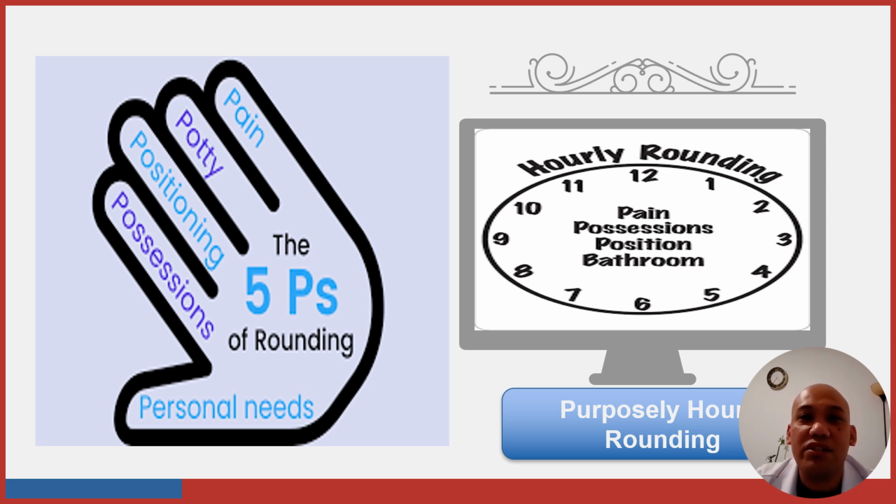So we need to reposition them to prevent pressure injury. Number four is possessions. Make sure that they have their call light near to them, their personal belongings, or the things that they need, like their water, or their purse, or their bag, their comb, their wallets, or their cell phone. And then C is the personal needs. So just ask them if they need something, like if they're hungry, or they need some water, or they need something to make them more comfortable.